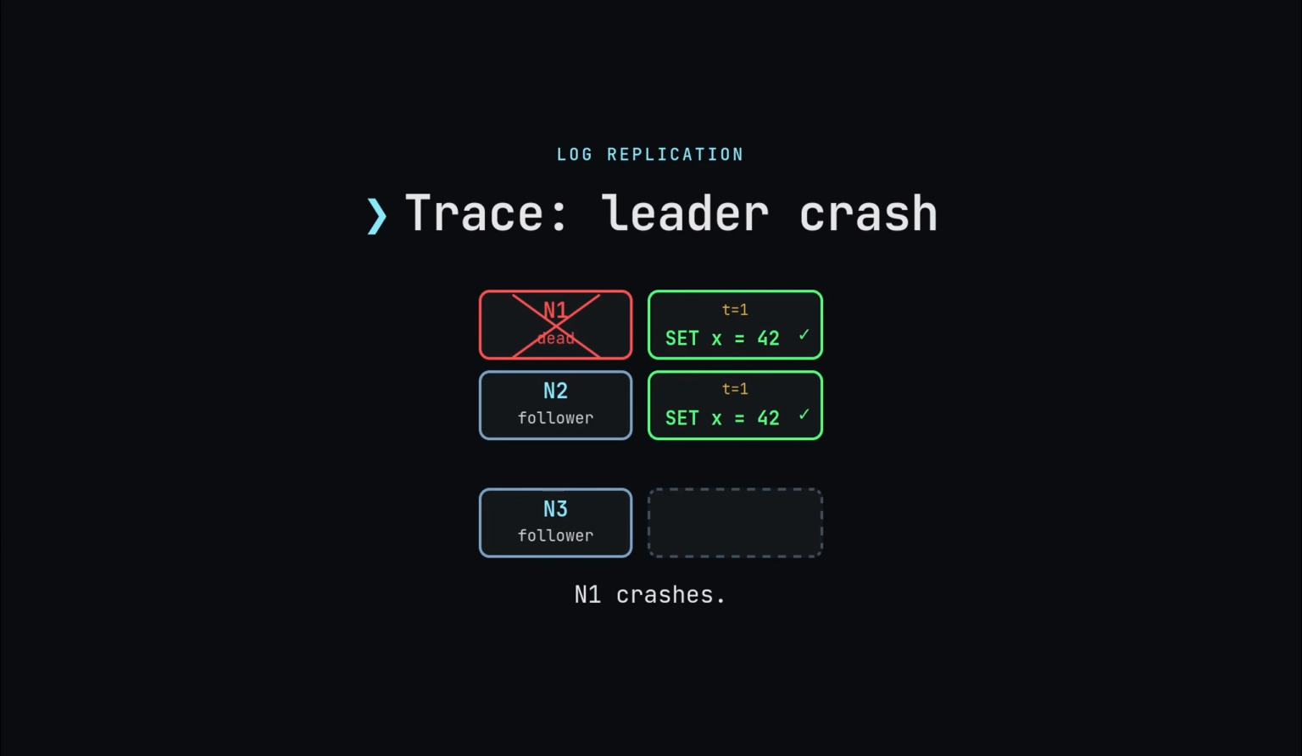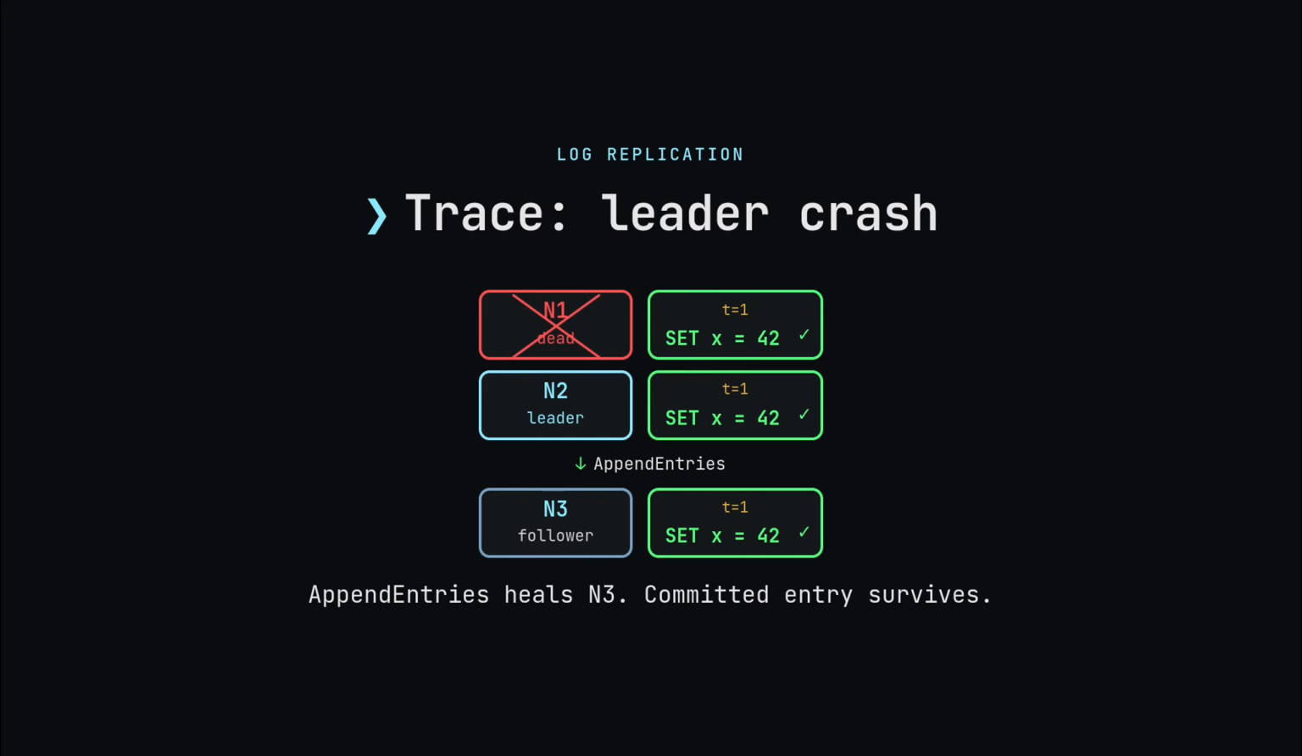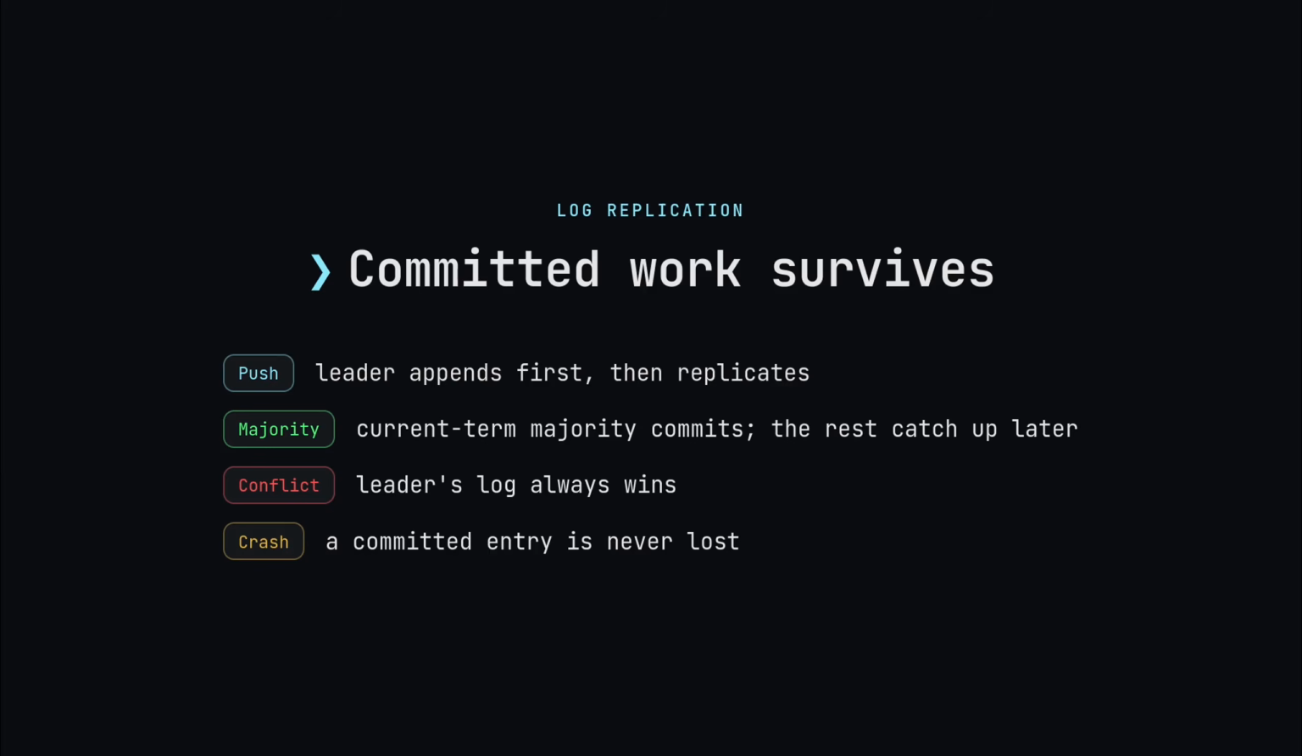Now, N1 crashes. Let's say N2 wins the election and becomes the leader. Notice that its log is up to date. That is not luck. A candidate with a stale log, like N3, cannot and should not be able to win, based on the voting rules and everything we went through in leader election. The new leader, N2, sends append entries, and N3 gets updated. The committed entry is still there. It was never lost.